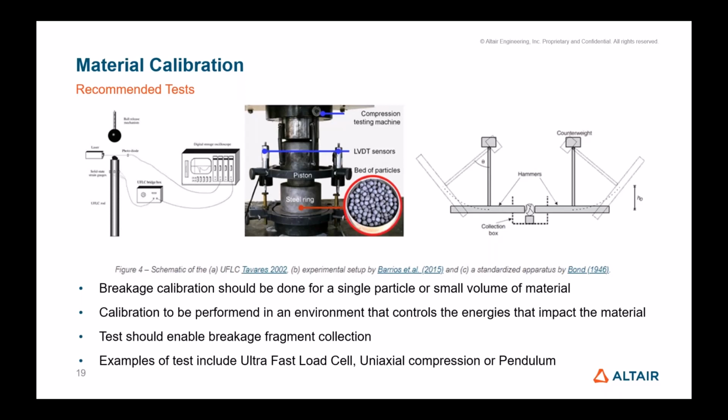So if you look at these images on the screen, there are different tests that essentially in different ways try to break the material. But in all of them, you can control how much energy goes towards the impact. So then we can know and we can refer how much energy contributes to a specific fragmentation. It's very important, of course, that when you do the test, you are able to not only control the energy, but also collect the fragments and be able to count how many there are and of which size. And these three examples, just for reference, are an ultra-fast load cell on the left, a uniaxial compression test in the middle, and a pendulum impact on the right side.